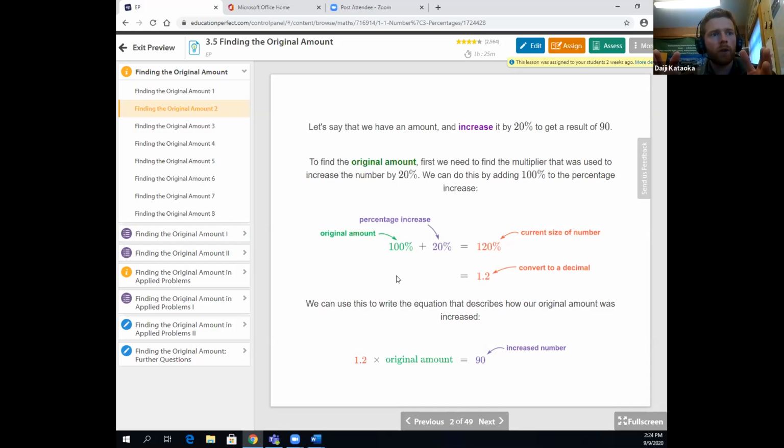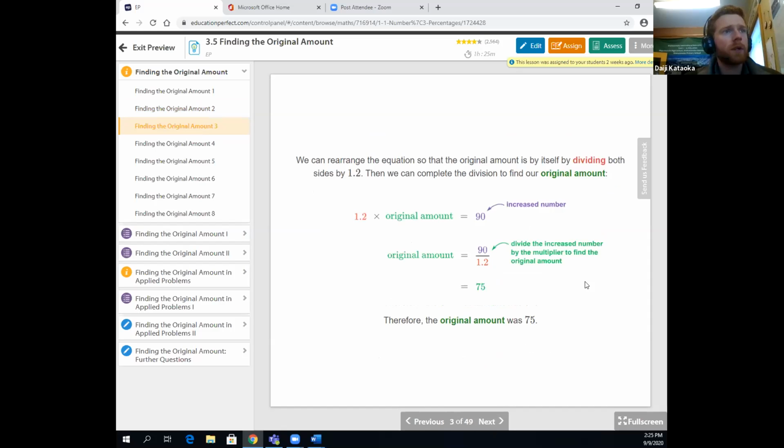So in other words, we convert it to a decimal as 1.2. So we can use this to write an equation that describes how the original amount was increased. So 1.2 times the original amount equals 90. Does that make sense? Yes. Okay, good. So that was like what we did last week. We said, okay, if you wanted to increase 70 by 20%, you would times 70 by 1.2. Yep, that's good. Okay, so next page.